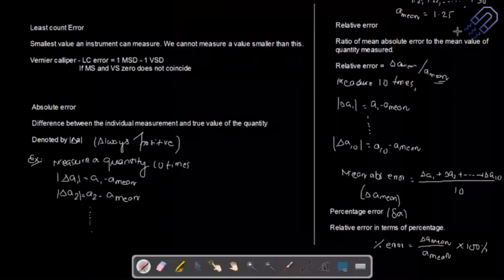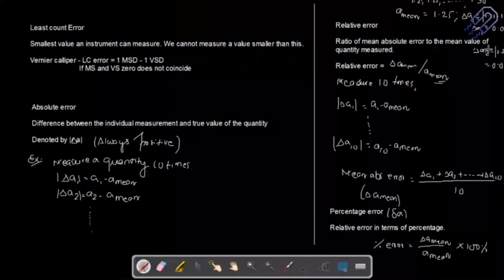So what I will do now is first find out delta A1, and delta A1 is nothing but the absolute value. I can take 1.25 before or after, it doesn't matter. I can simply take it to be 1.21 minus 1.25. So this would be 0.04, right? So this is my delta A1. Let's find out delta A2. Delta A2 would be nothing but 1.22 minus 1.25. So this would be 0.03.